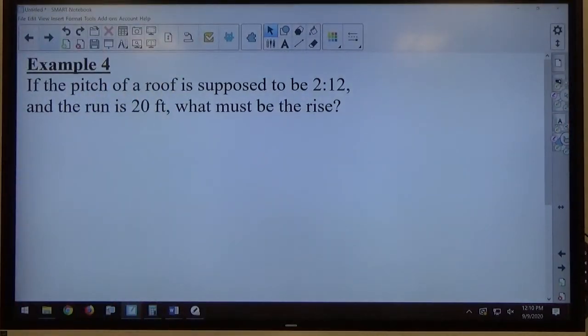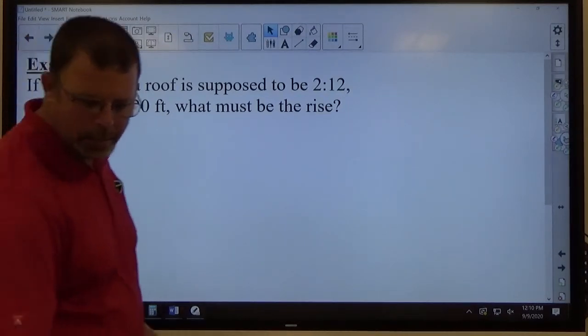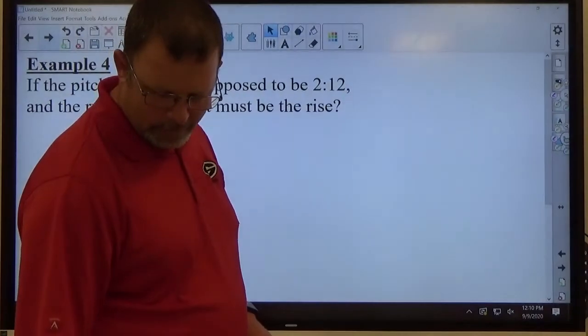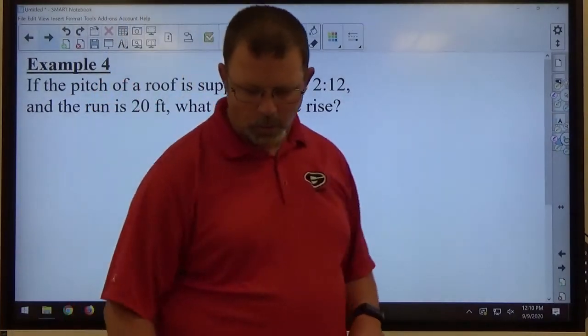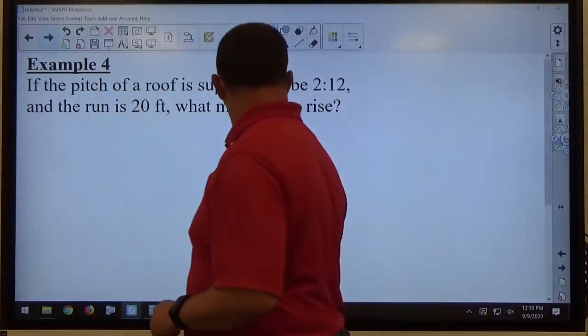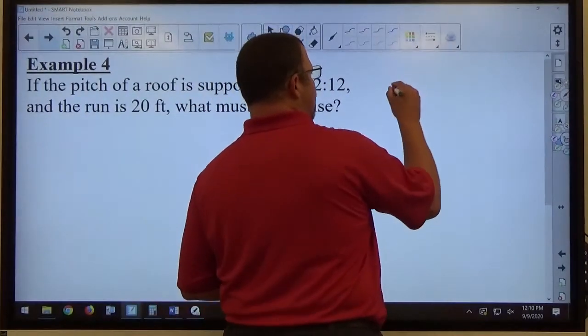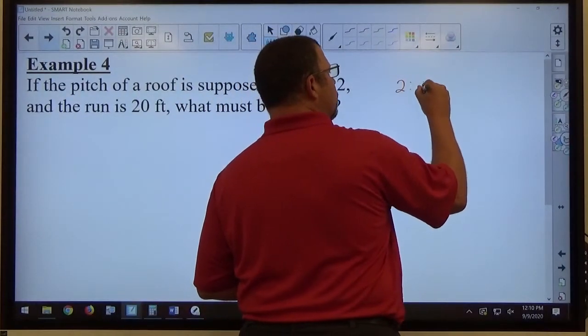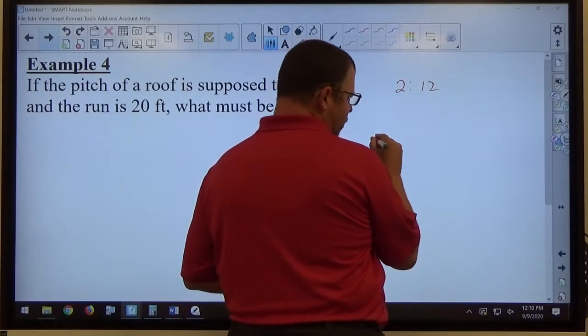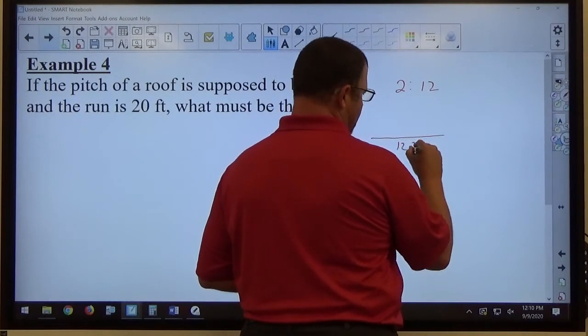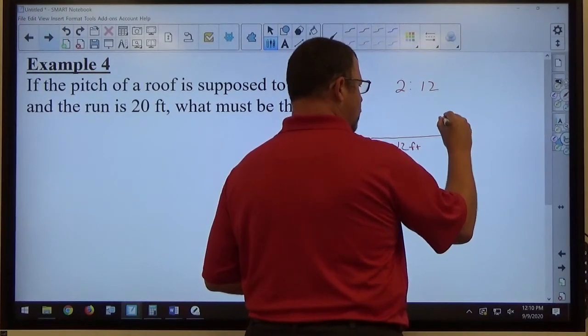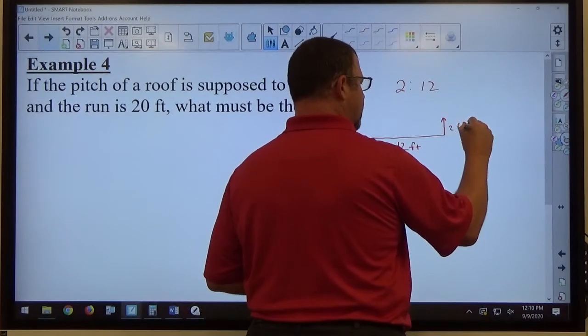Okay, if the pitch of a roof is supposed to be 2 to 12 and the run is 20 feet, what must be the rise? Okay, so when we're looking at pitch of a roof, the first number represents the rise and the second number is the run. So if I see a pitch of a roof is 2 to 12, that means every time I go 12 feet this way, I'm going to go 2 feet this way.